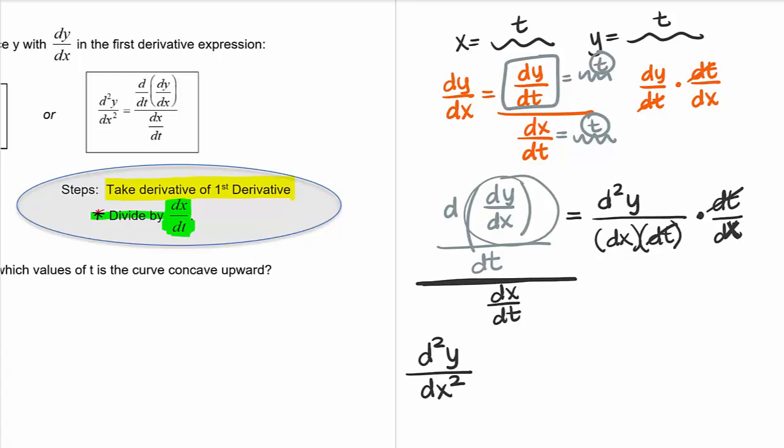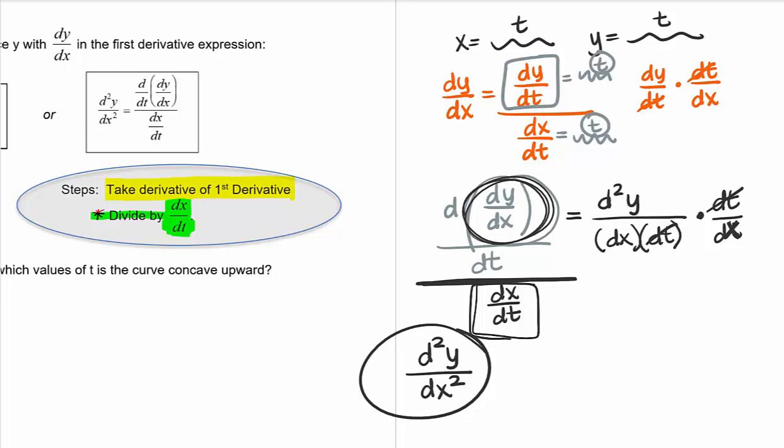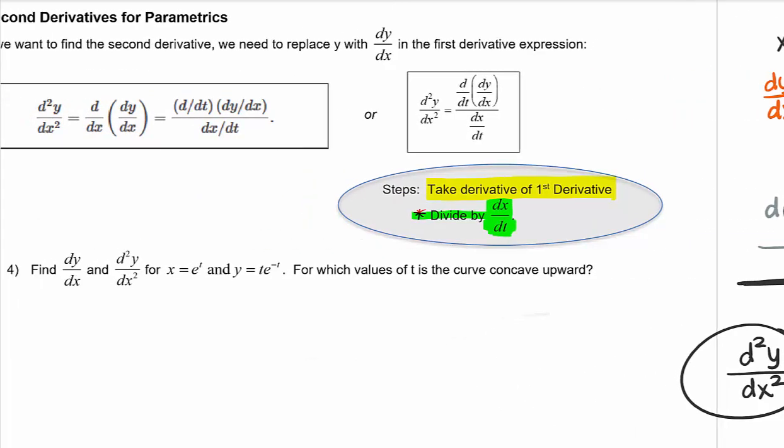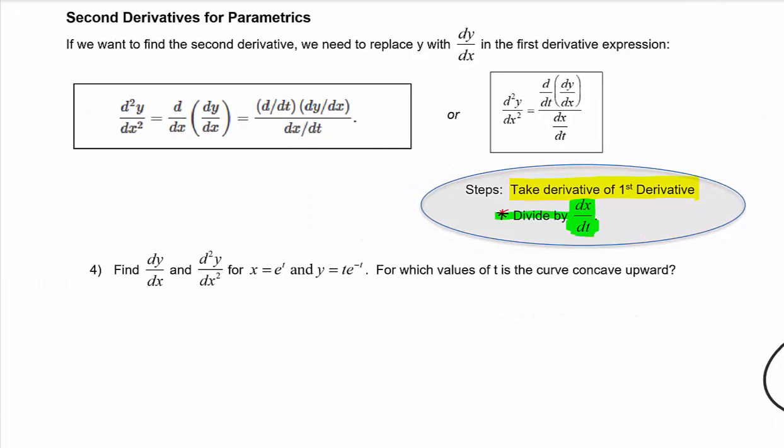So in order to come up with the actual second derivative of y with respect to x twice, I'm going to have to not only take the derivative of the derivative that I found, but we also have to divide by that additional dx dt. Okay? So let me show you how this looks. And there's just a few different interpretations or ways to write it.